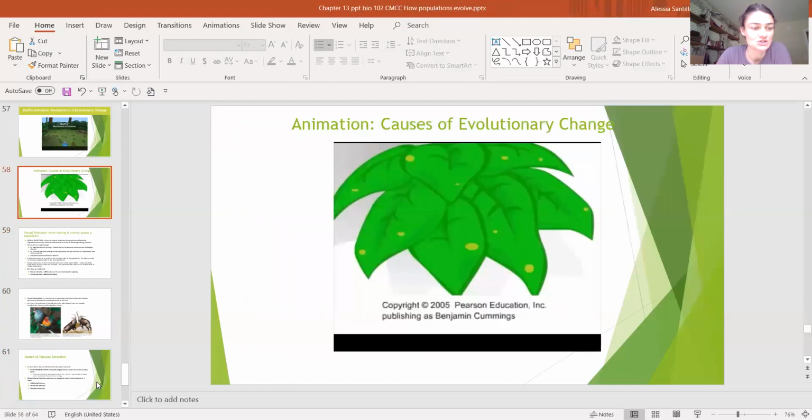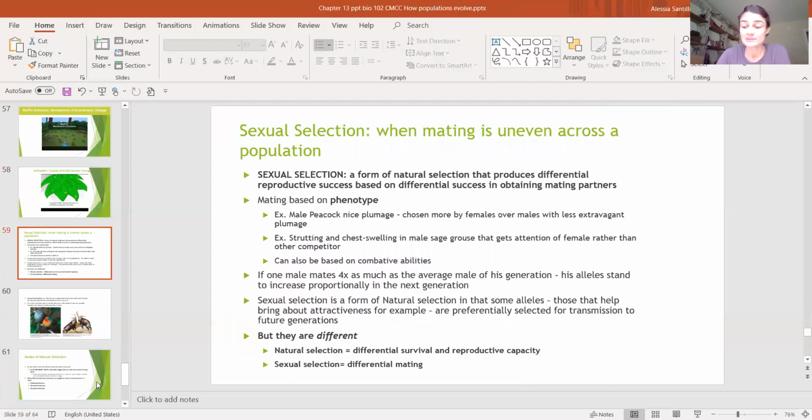Next, I'm going to talk about sexual selection. Sexual selection is when mating is uneven across a population. It's a type of natural selection, but this time you're not taking into consideration the environment, you're taking into consideration what the mating partner prefers. So it's reproductive success based on differential success in obtaining mating partners.